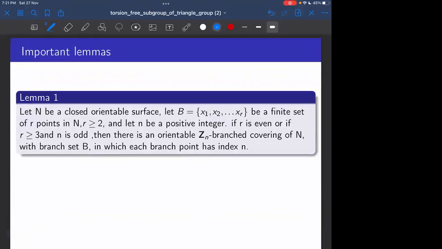So the two important lemmas, actually these are for the case of PQ patterns. The first lemma: let N be a closed and orientable surface, and B just a finite set. Then there is an orientable G-branched covering of N if R is even, or R is greater than 3 and N is odd, in which each branch point has an index N.